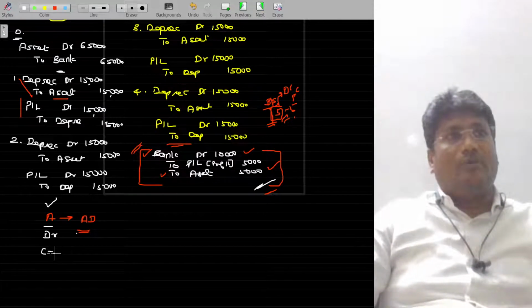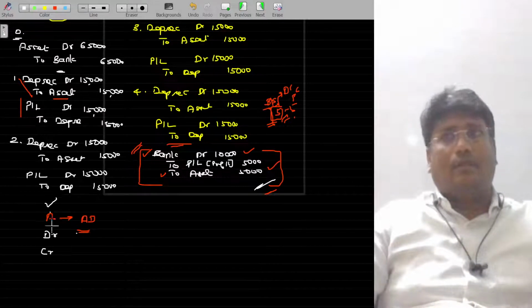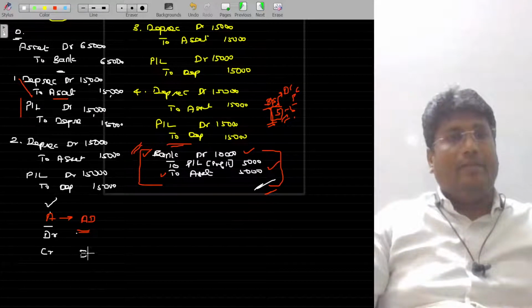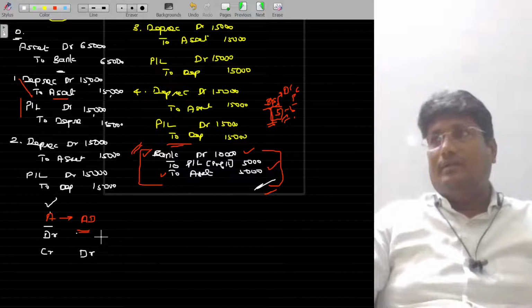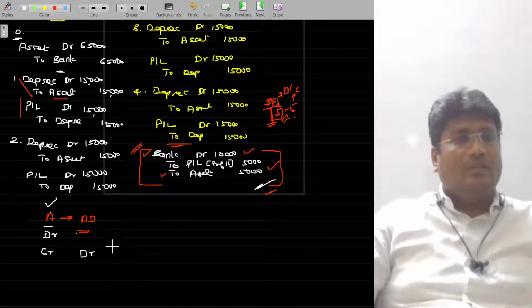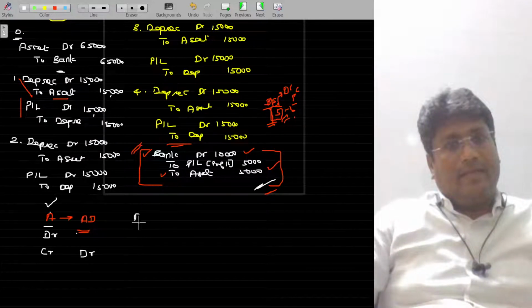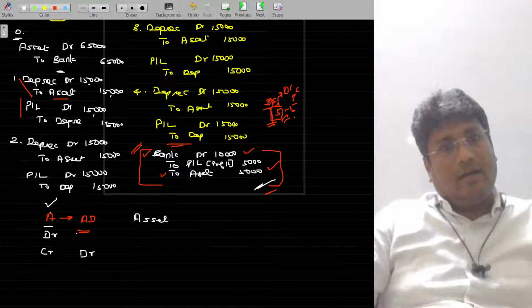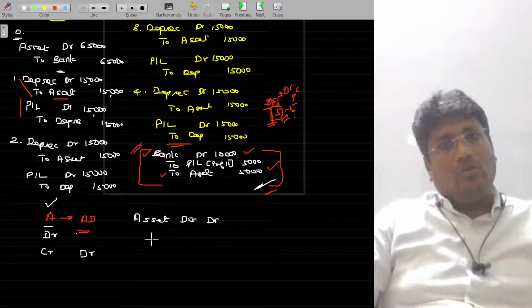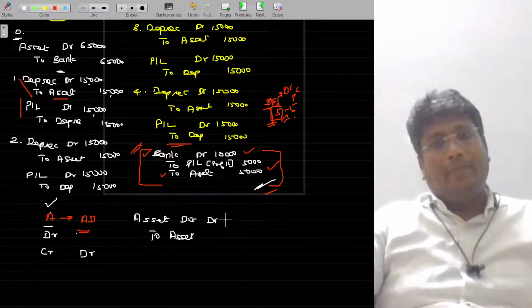As it is transferred from one account to another account, if I am crediting this account, it goes to the other account, and that account should be debited. Is that clear? Now, what's the journal entry here? I have to debit the asset disposal account, debit to asset account. So, first of all, you have to pass this entry.